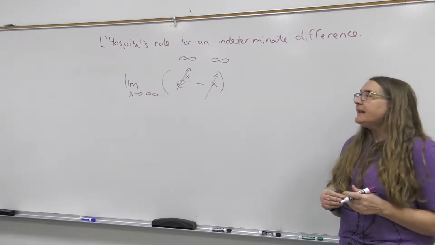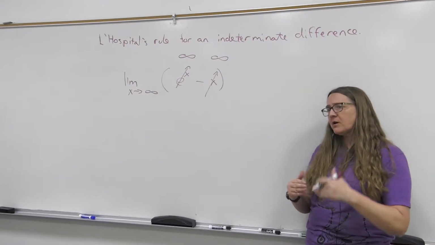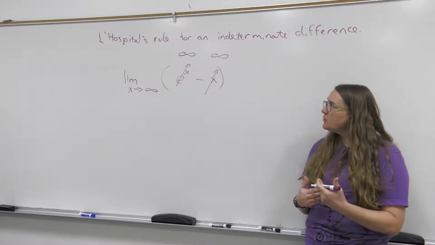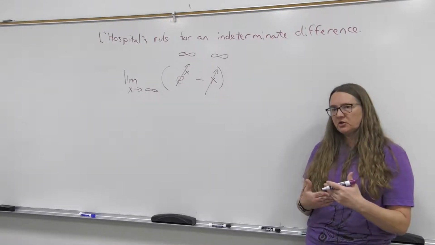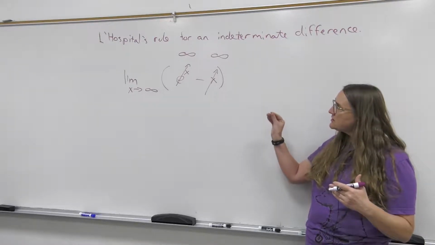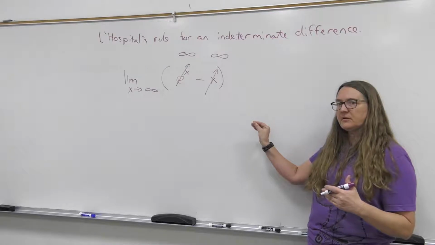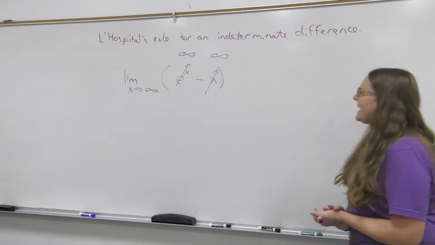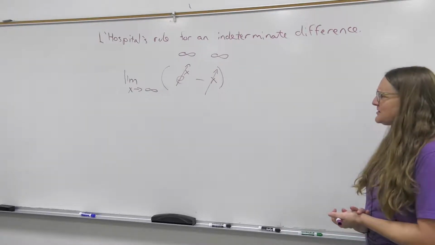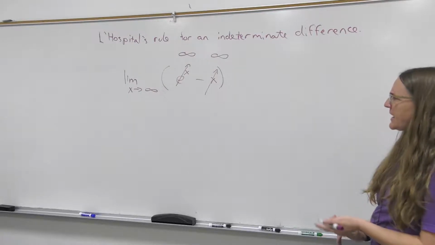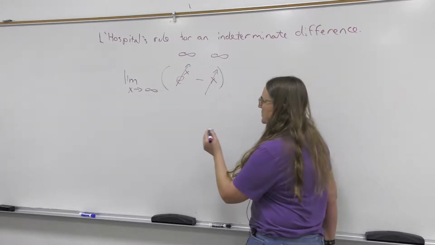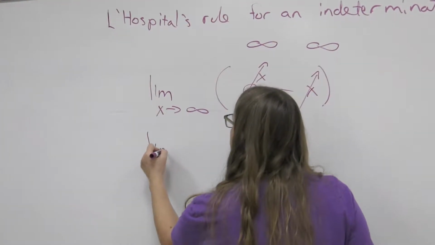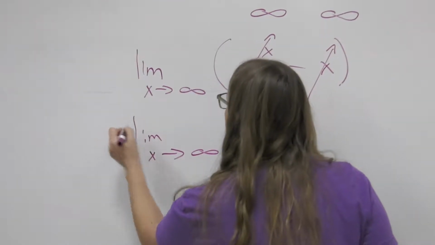Now, anytime I have an indeterminate form, I'm going to use L'Hopital's rule. But I can't use it directly, because L'Hopital's rule applies to indeterminate quotients. So I need to do some algebra to get to an indeterminate quotient before L'Hopital's rule even applies. It's not immediately obvious what we should do here, but here's what I'm going to do. I'm going to just do some factoring. I'm going to say this is the limit as x goes to infinity.